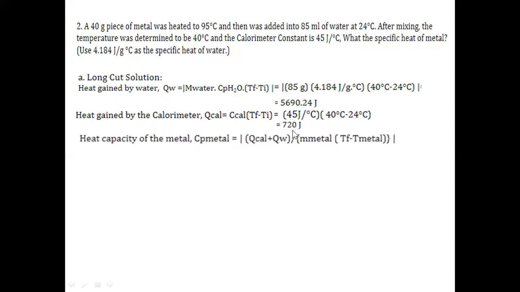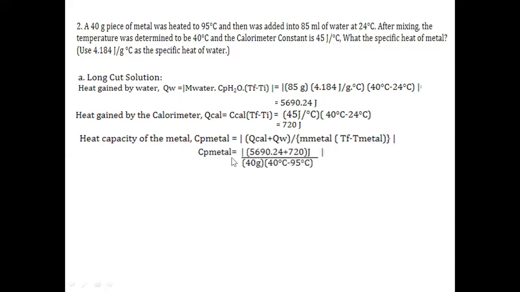Now, let's calculate the specific heat of the metal, Cp metal. So how are we going to do it? Cp metal is equal to the absolute value of the whole quantity Qcal plus Qw, all over the mass of the metal multiplied by the change in temperature, the mixing temperature minus the initial temperature of the metal. Now let's plug in the values.